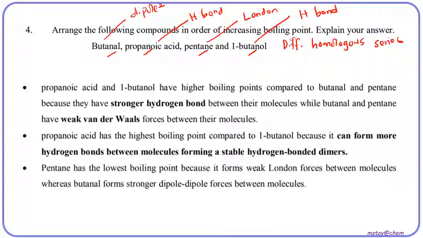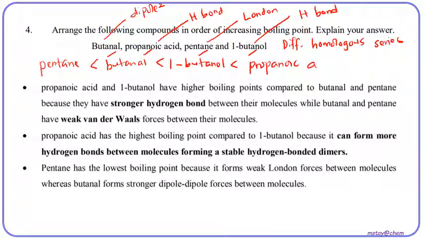So from here we know that London forces is the weakest among all these. So pentane comes first, followed by butanal, and then propanoic acid and 1-butanol. Both have hydrogen bond. But then, like just now we already discussed, carboxylic acid can form dimer. So the more hydrogen bond. So that's why we will follow by 1-butanol and then propanoic acid has the highest boiling point.